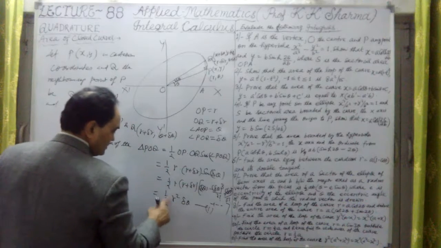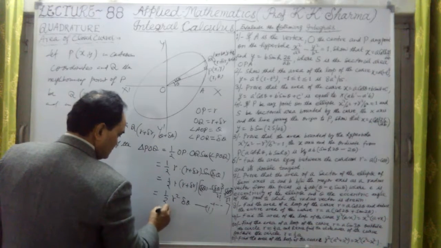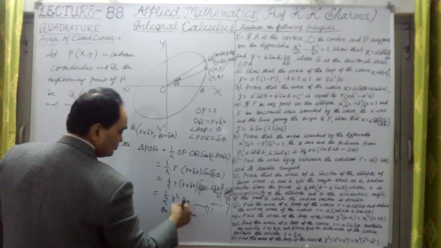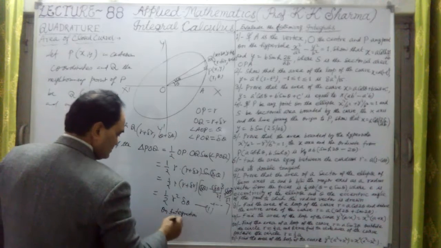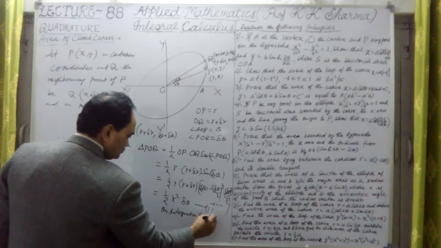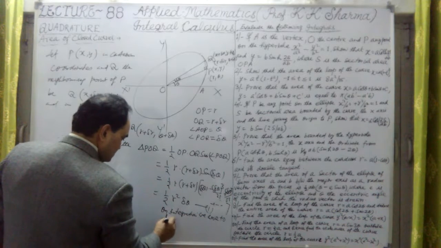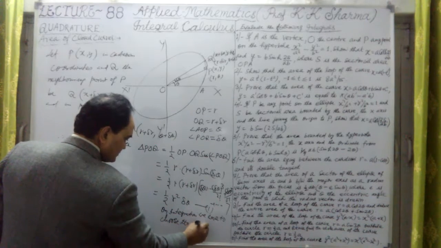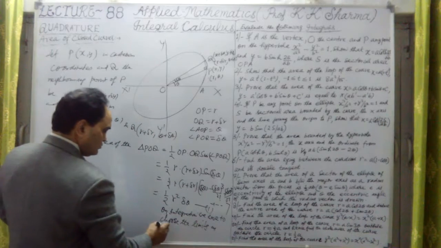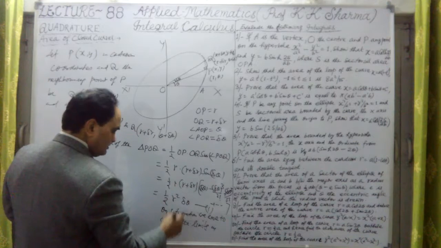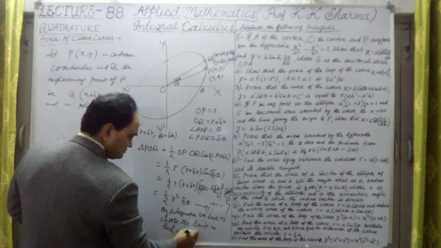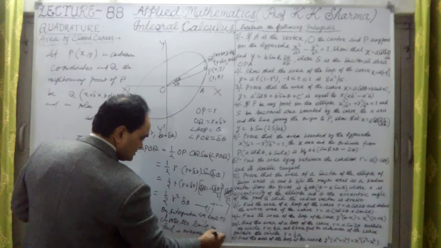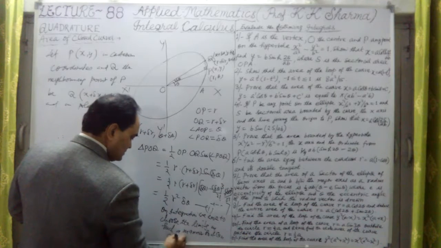Or R half, and within the limits of integration, because on integration we have to find out the area of the whole curve. In that case, we have to choose the limits in such a manner that they cover the whole area.